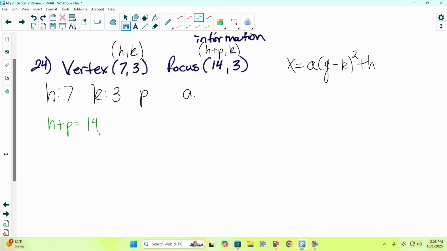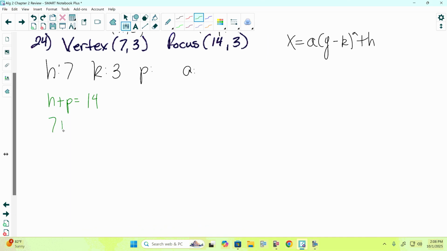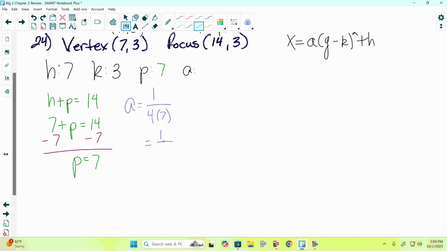Now the last thing we need to find is a, but to find a we have to know p. So h plus p should give us a value of 14. Now we know h is 7, so we're saying that 7 plus p is 14. We subtract 7 from both sides, telling us p is equal to 7. Now we need to find a, and a is equal to 1 over 4p. So we'd say 1 over 4 times 7.